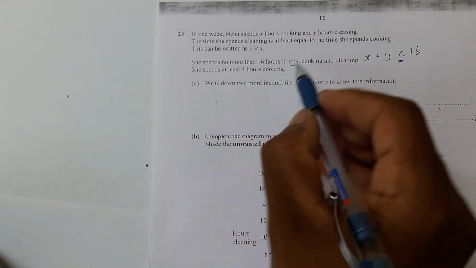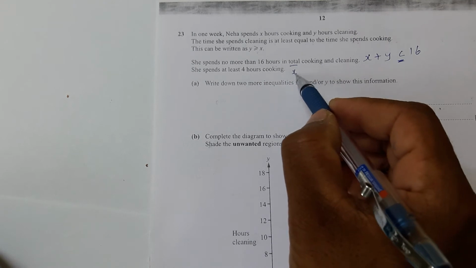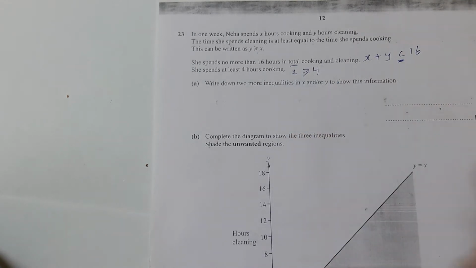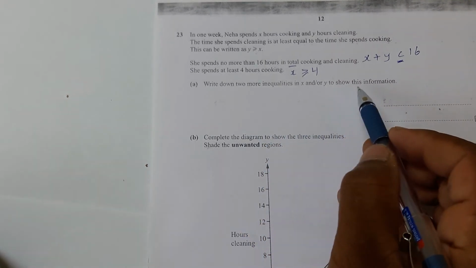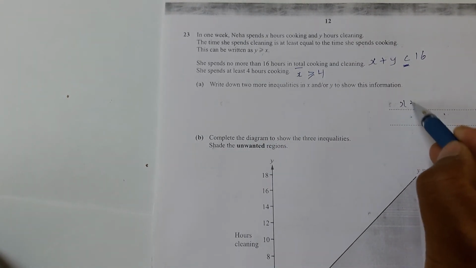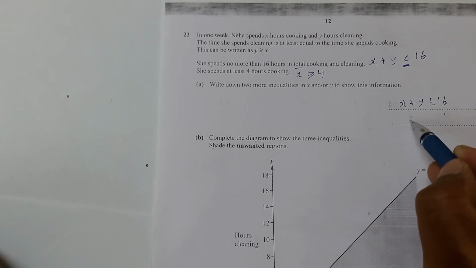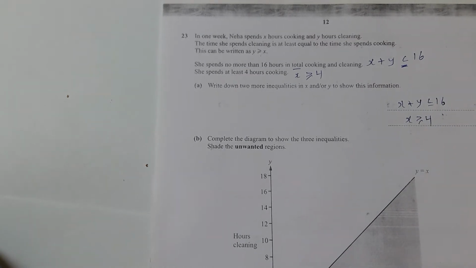She spends at least 4 hours cooking. Cooking variable is X. At least, so greater than or equal to 4. Write down two more inequalities in X and Y showing this information. So the two inequalities are X plus Y less than or equal to 16, and the other one is X greater than or equal to 4. Clear? Yeah, next.